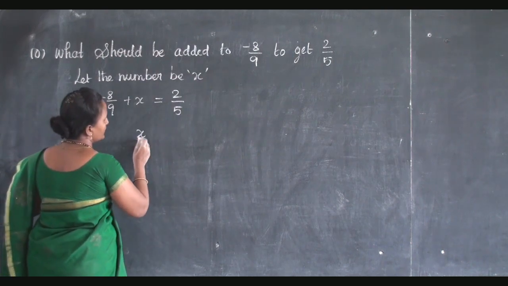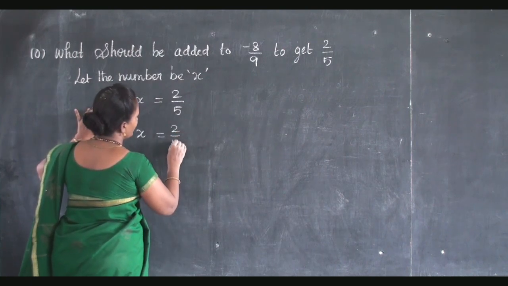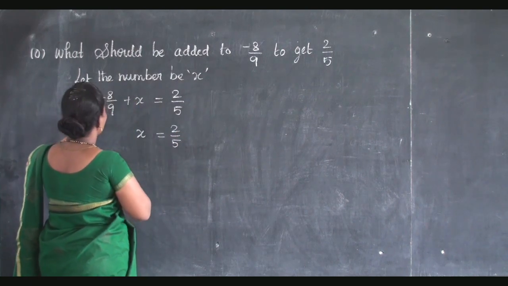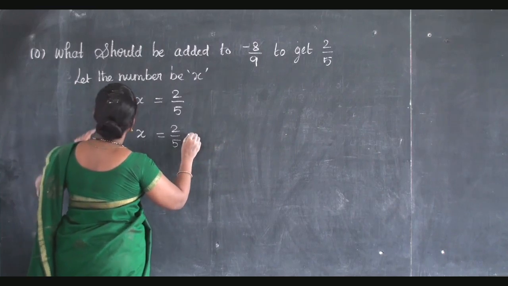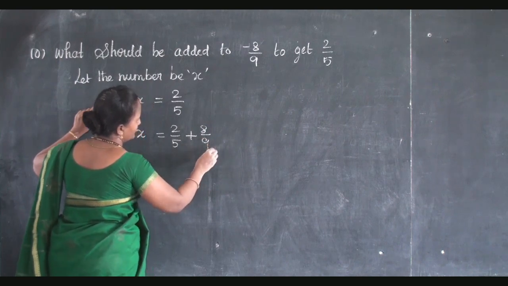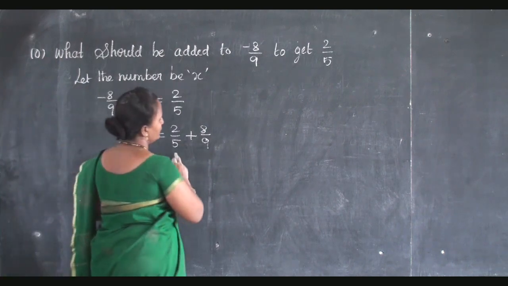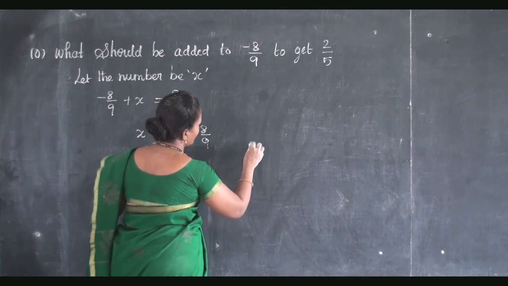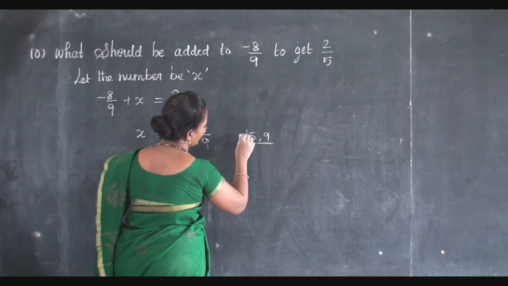Now we don't know the number. Keep x in one side, 2 by 5. Bring the number from the side, so the sign will be changed: plus 8 by 9. Now take the LCM to equalize the denominator. 5 comma 9.